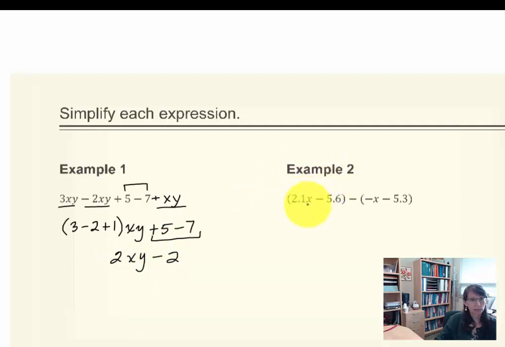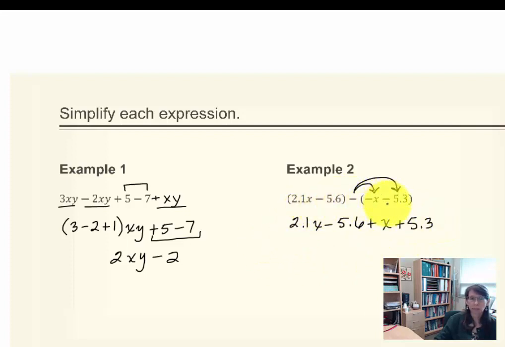In our next example, we have a quantity subtract another quantity. So this subtraction sign means we are going to distribute the negative to each term that comes after it in the parenthesis. There isn't a negative sign in front of the first quantity, so it's like having a positive 1 in front of it. When you multiply by 1, you're not going to have any changes in your product. So we're simply copying 2.1x minus 5.6. Now distributing negative times negative makes positive x, and then negative times negative 5.3 would be plus 5.3.